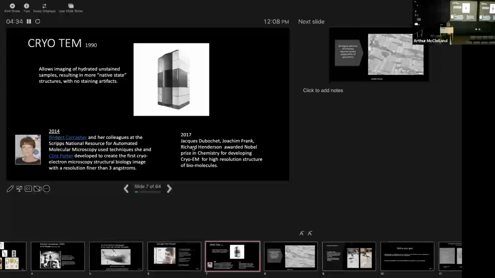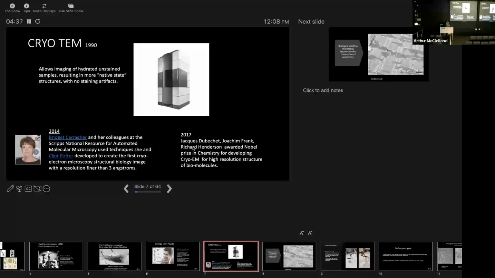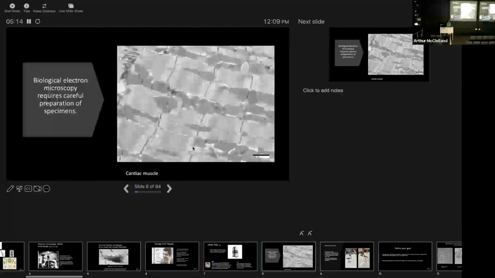Then in the 90s, we came up with cryo-TEM. This is a new advancement in electron microscopy, especially for biology. In 2017, Jacques Dubochet, Joachim Frank, and Richard Henderson were awarded a Nobel Prize for developing cryo-EM methodologies for getting high-resolution images of biomolecules. Back in 2014, Bridget Carragher and her group were the first to break the 3 angstrom barrier. So this cryo-TEM that you're doing now is really not that old. You're part of the pioneer group at this point if you're doing this.